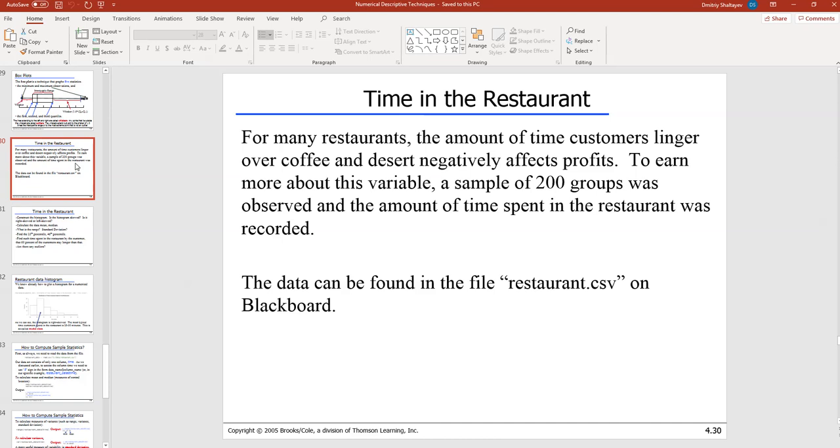So let's read it first. For many restaurants, the amount of time customers spend over coffee and dessert negatively affects profits. In other words, people come in, they order something relatively inexpensive, coffee, a piece of cheesecake or something like that, and they sit there for 40 minutes just talking, right?